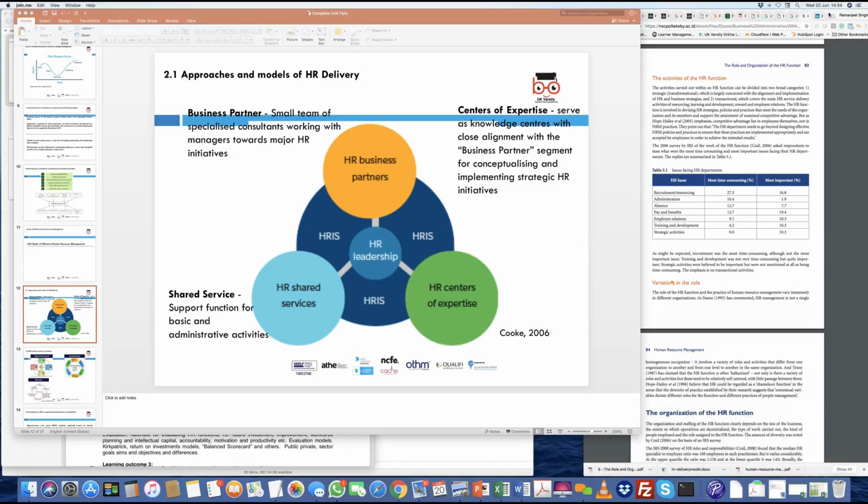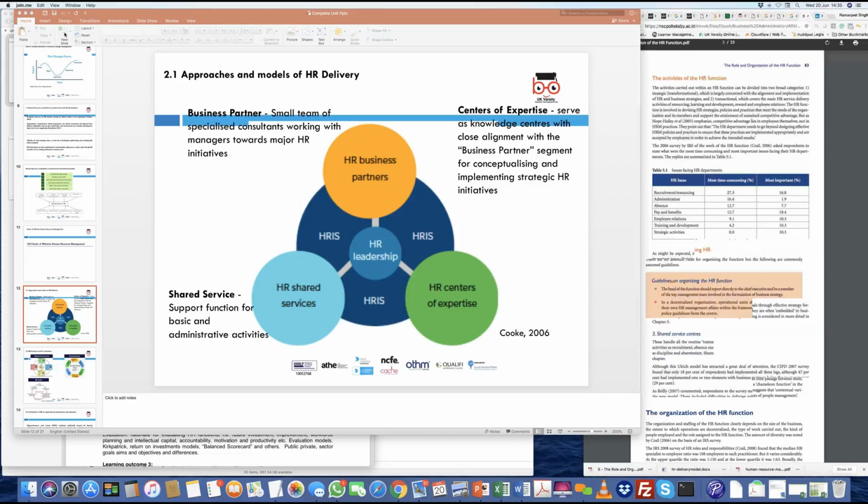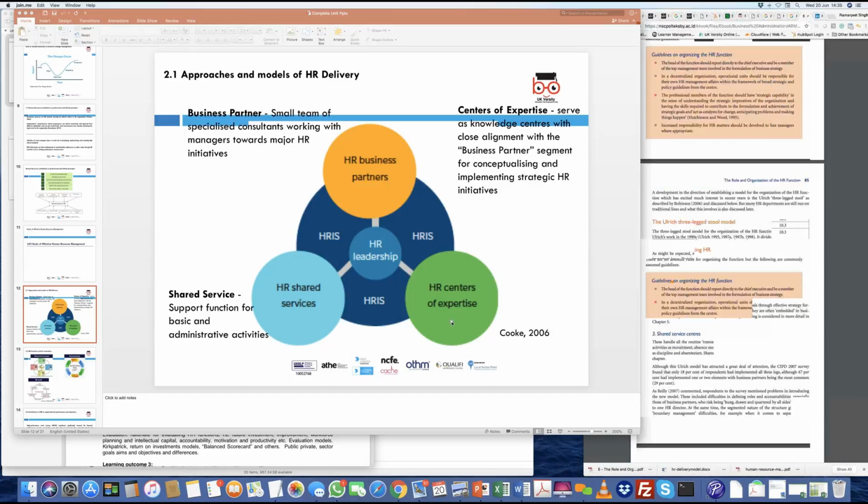Now, one of the key things that we look at is a three-string strategy of looking at centers of expertise, business partners, and shared services. This particular thing also relates to a very important conceptual framework in HR, called the Ulrich three-legged stool model. Now, these three services talk about centers of expertise, business partners, and shared services.